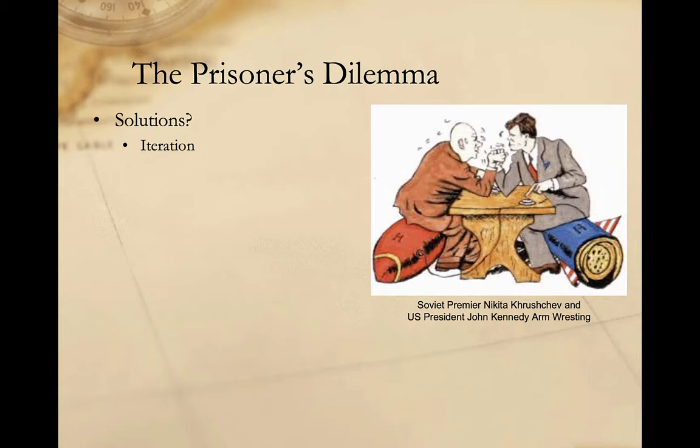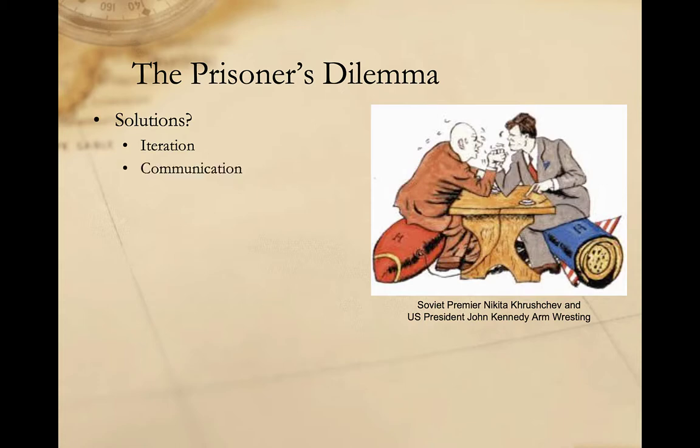We can see similar logic at play in the successive rounds of trade talks under the General Agreement on Trade and Tariffs, or GATT. Early rounds involved a limited number of concessions in an effort to develop a trust that would lead to broader agreement in later rounds. Iteration, or playing successive rounds of the game, permits that trust to develop.